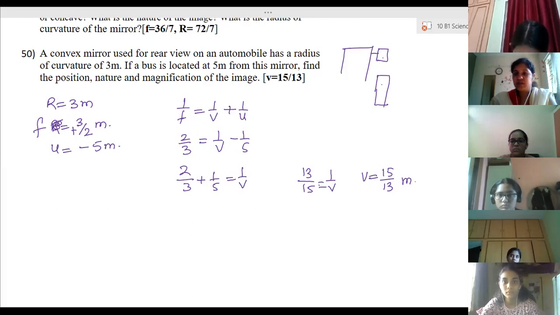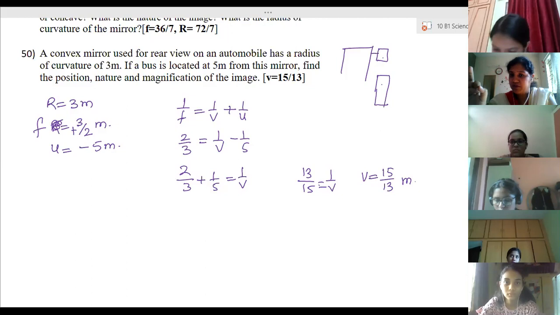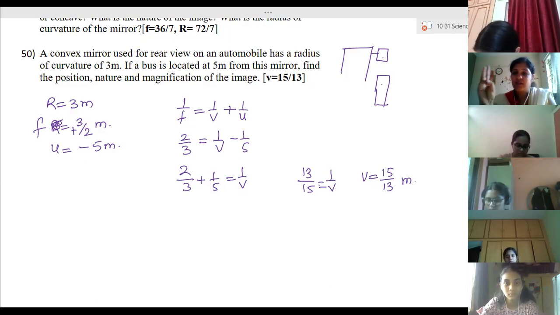So the question is, there are 3 different types of mirrors kept in front of you. Without touching them, you have to identify the type of each mirror. One is a plane mirror, second is a concave mirror, and third is a convex mirror. How will you identify them without touching them?